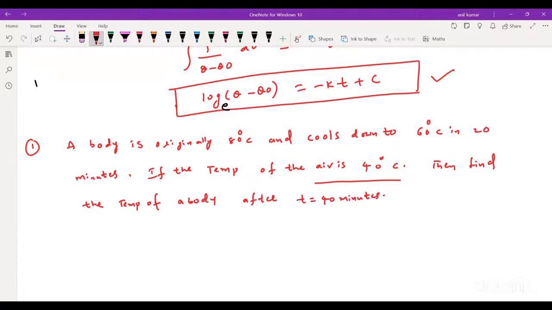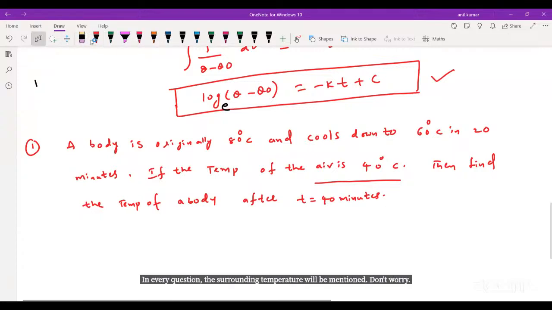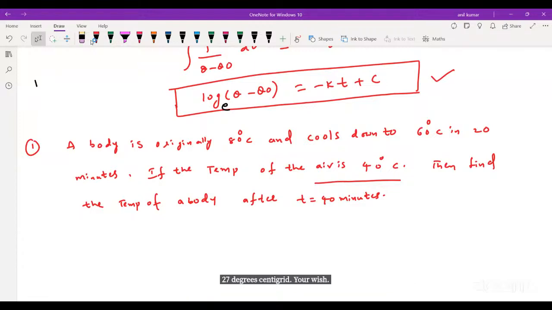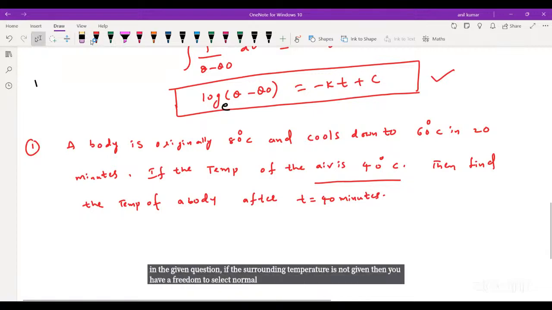In every question, the surrounding temperature will be mentioned. Don't worry. But in case the surrounding temperature is not given, then take the normal room temperature, 27 degrees centigrade. Your wish. In the given question, if the surrounding temperature is not given, then you have the freedom to select normal room temperature. Okay.